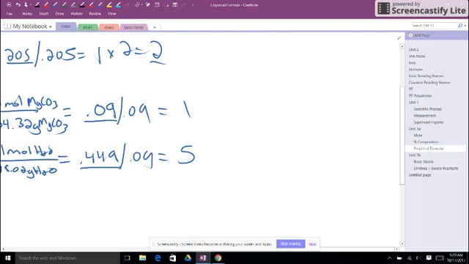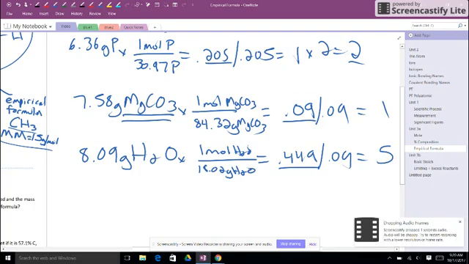So my formula of my compound will then be MgCO3·5H2O. So we're always searching for this value right here, which is our X before our hydrate.